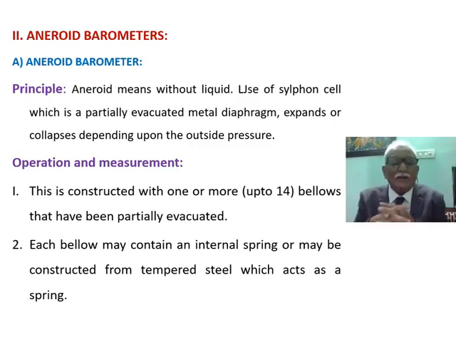A simple principle of operational measurement: this is constructed with one or two, or sometimes more, bellows that have been partially evacuated. Bellows means cells, just like in our carrom board, where white, black and red are there; like that we use one, two, three. Silicon cells are there, and they are partially evacuated. Each bellows may contain an internal spring or may be constructed from camphor shield, which acts as a spring.